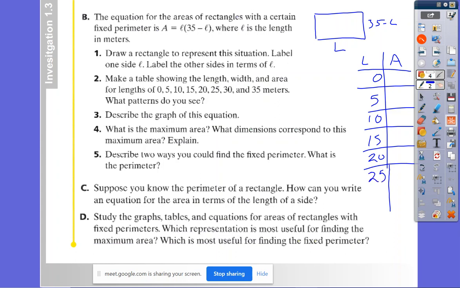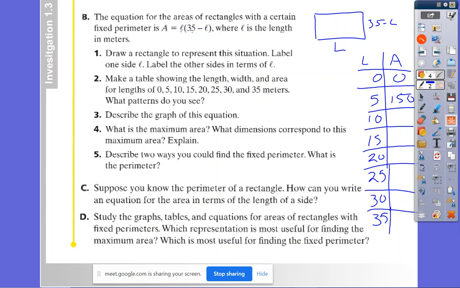I know I'm going to at least have to go up to 30, but something tells me I should probably go up to 35. I just have a feeling on this one. All right, so I know that my area is 35 minus length times length. If I have a length of 0, my area is 0 because anything times 0 is 0. If I have a length of 5, 35 minus 5 is 30, and 30 times 5 is 150.